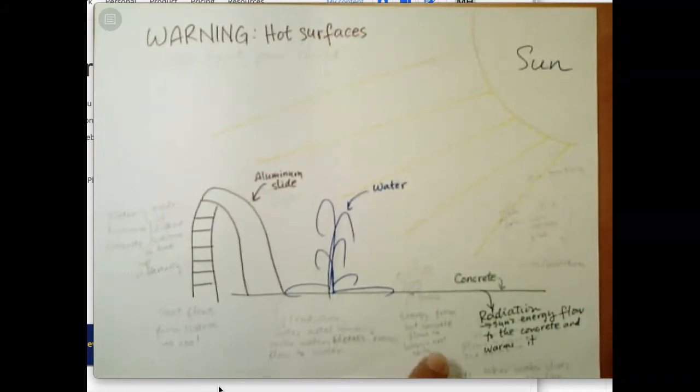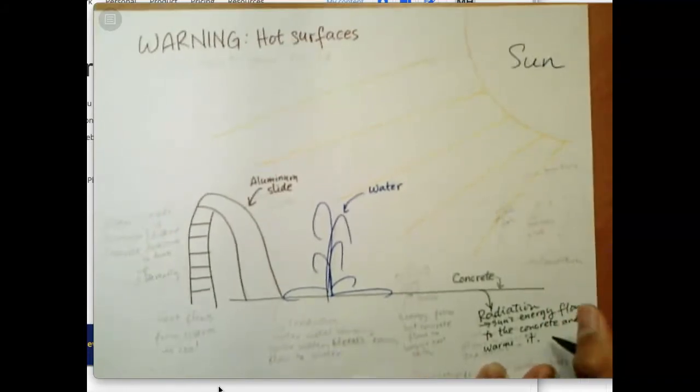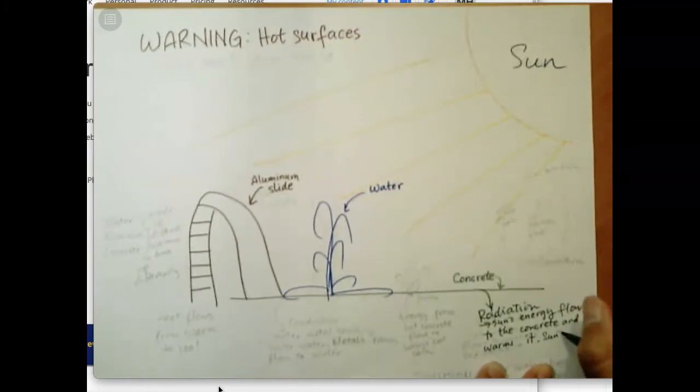Okay, and we know that radiation, the sun's energy, flows through space. Sun's energy flows through space.